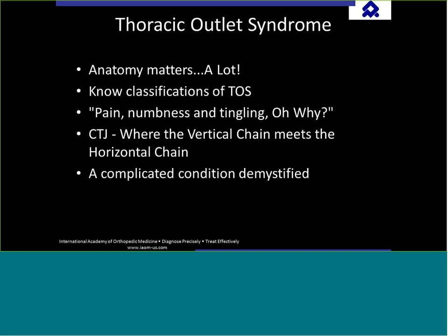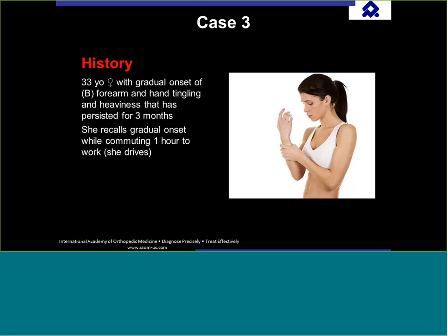Cervical thoracic junction is where the vertical chain meets the horizontal chain. This is important mechanically, and we'll talk about that. And I want to try to demystify this idea of the thoracic outlet syndrome. Let's start with a case history.